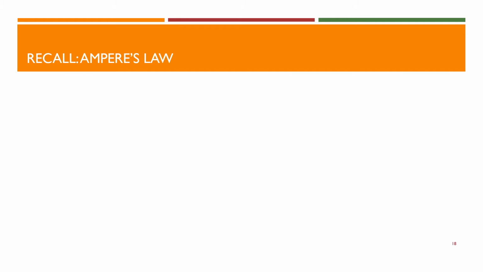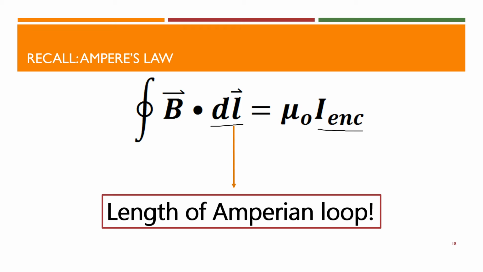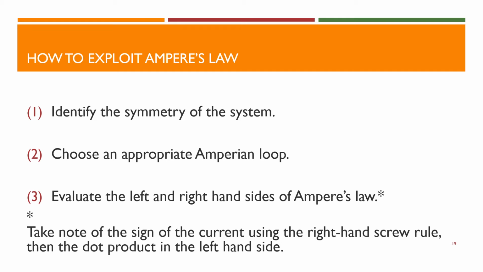We remind ourselves that Ampere's law is given by this equation, where the left-hand side is a closed line integral, which is proportional to the current enclosed by the integration path. What we will try to do is to attribute this dl to the length of some Amperian loop. And what we want is to choose a special Amperian loop such that this line integral turns into a simple product. Meaning, the magnetic field lines produced by the magnetic fields are either parallel or antiparallel to our Amperian loop.